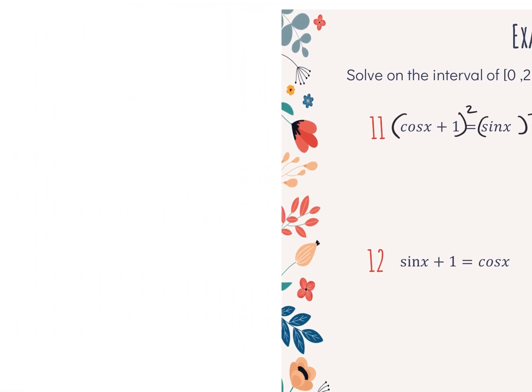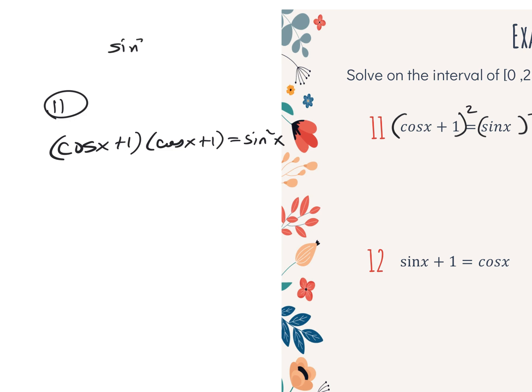So for number 11, I'll do it over here so I have a lot of room. Cosine x plus 1 squared, I'm going to write it twice, and I'm going to FOIL it. This side just becomes sine squared x. I'm going to replace the right side with this Pythagorean identity, sine squared x plus cosine squared x equals 1. I'm going to solve it for sine. So I'm going to move the cosine squared x over, and I get sine squared x equals 1 minus cosine squared x. That's what I'm going to replace on the right side.